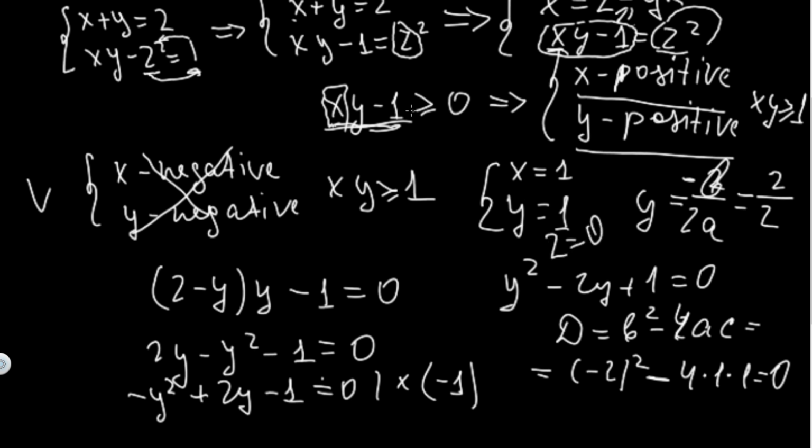Let us check. 1 times 1 is 1. 1 minus 1 is 0. So z is equal 0.